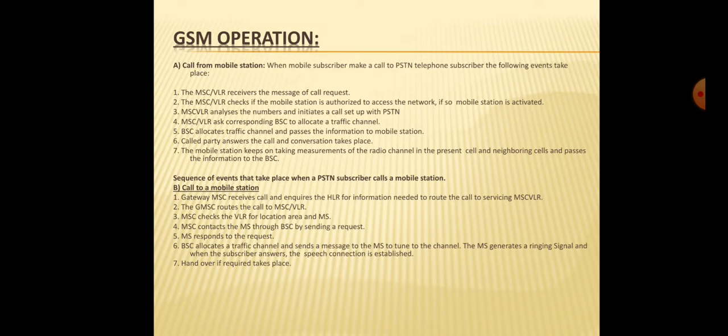The next, call to a mobile station. From mobile station we had seen, now we will see call to a mobile station. First, what it will do? Gateway MSC receives a call, inquires the HLR of the information needed to route call to servicing MSC and VLR. Then GMSC routes the call to MSC/VLR. The next, MSC checks the VLR for location, area and MS. The next, what will happen? MSC contacts the MS through BSC by sending a request. MS, then mobile station responds to the request.